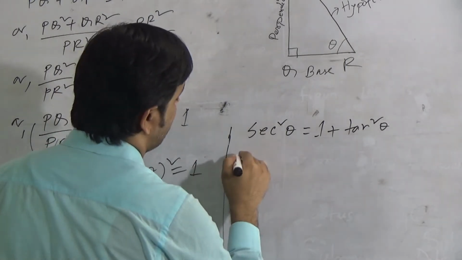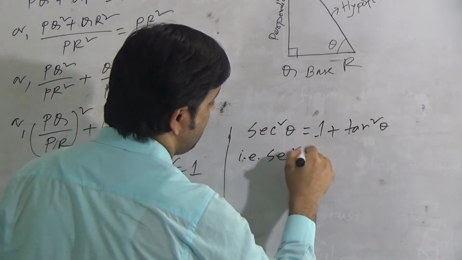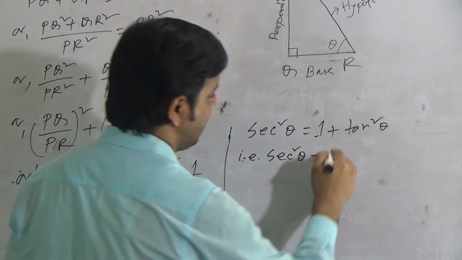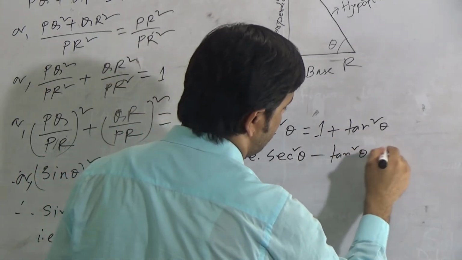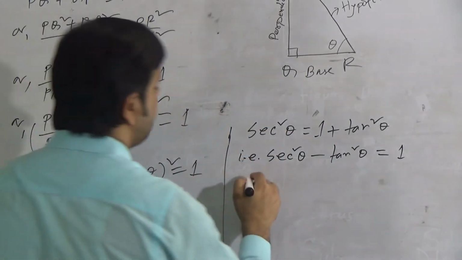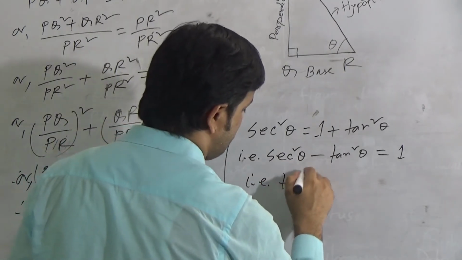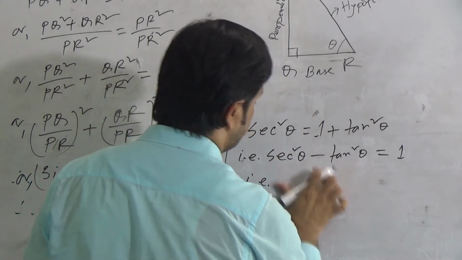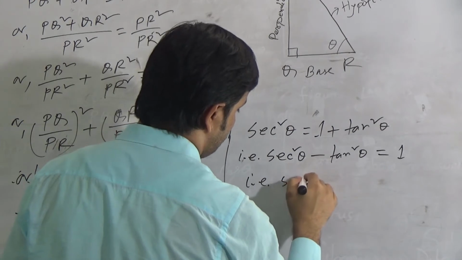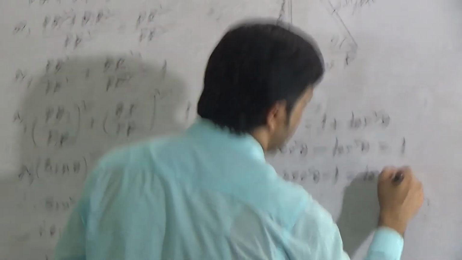From this we can write sec square theta, shifting tan square to the left side, minus tan square theta, that is equal to 1 on the right side. So this is another identity. We can also write tan square theta equal to sec square theta minus 1. Sec square theta minus 1 is equal to tan square theta.